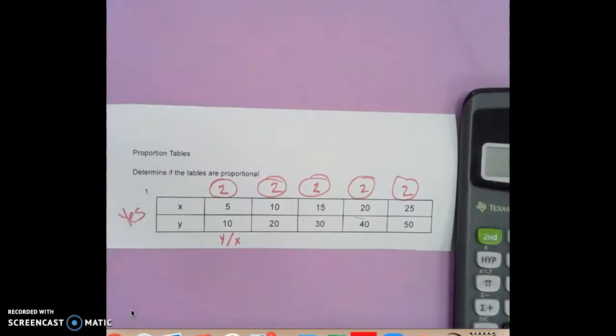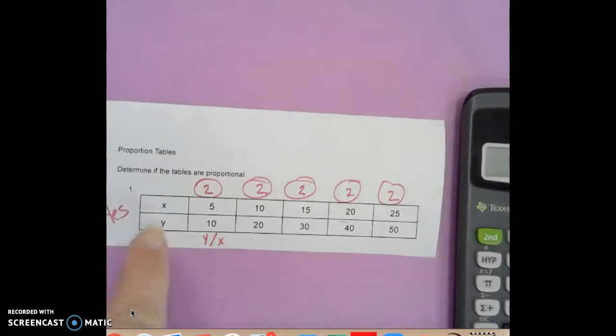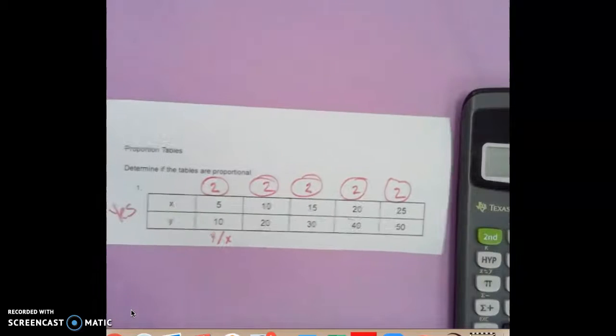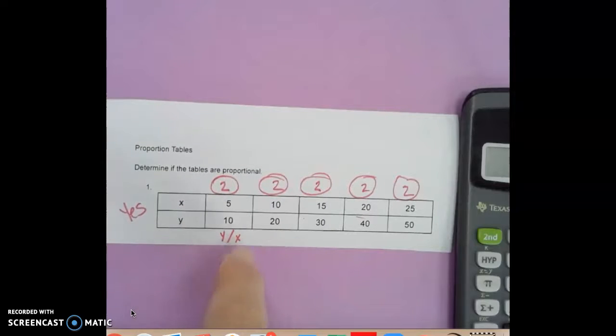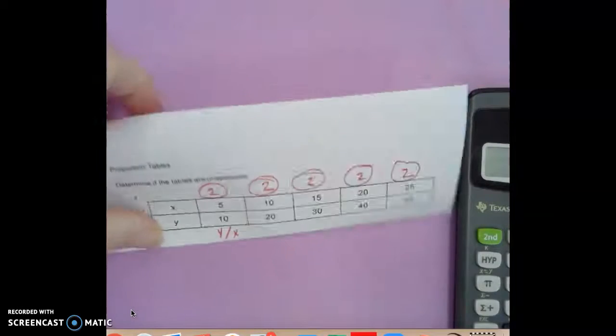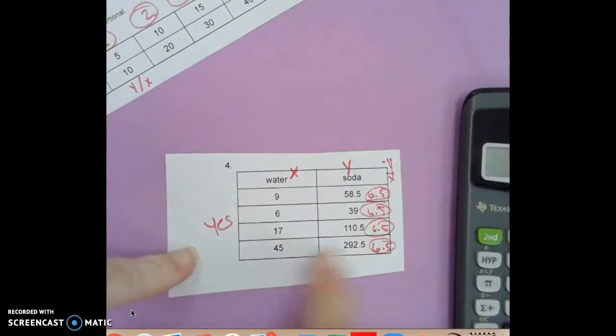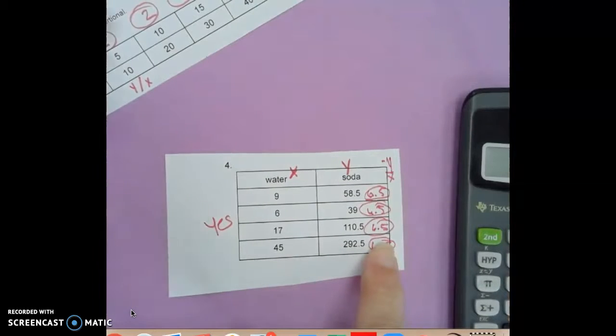So today you only have to determine, is it proportional, yes or no, or true or false. This would be yes or true. And then you have to determine, if it is a yes, what is the unit rate? So for this answer it would be yes, and the unit rate is 2. For this one it would be yes, and the unit rate is 6.5, or the constant of proportionality.